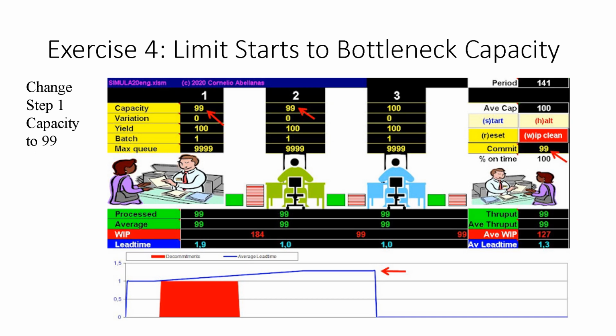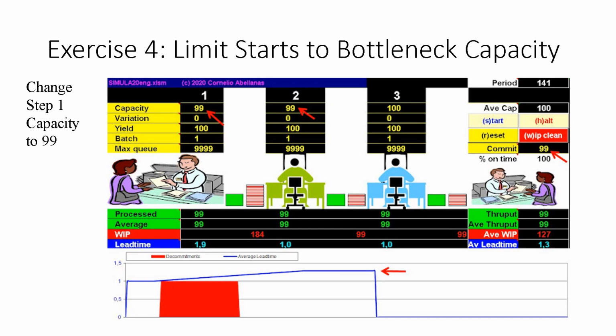The bottleneck is therefore dictating how much you can commit to your customer, but it also dictates how many items you should start at the beginning of the line. Starting more than the bottleneck can handle is a waste. The number of units coming out of the line, the throughput, will be equal to the bottleneck capacity, and therefore all the units started above that capacity will simply pile up in front of the bottleneck, increasing not only the inventory but also the lead time.